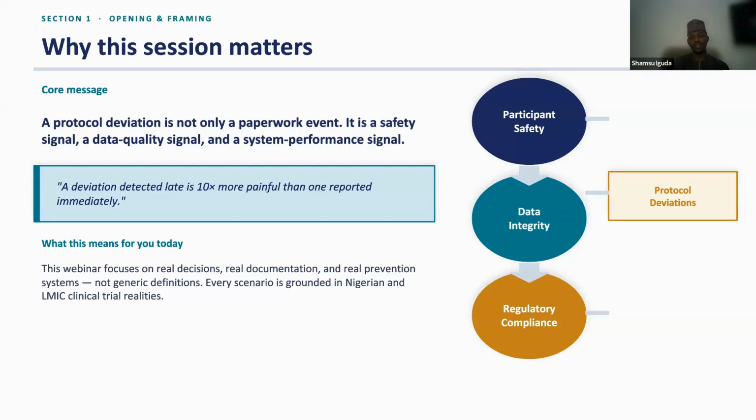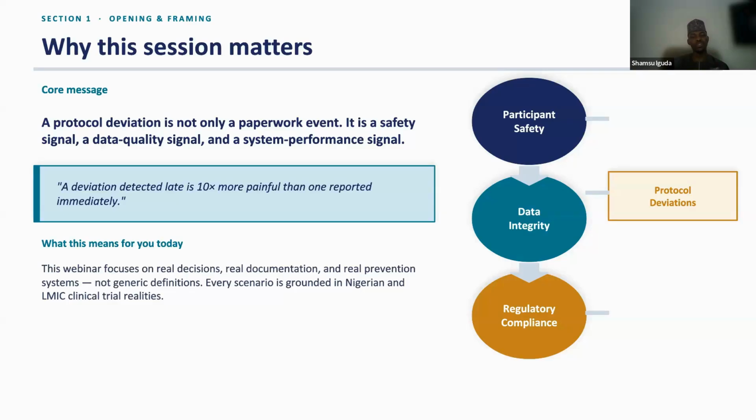And the second thing you have to look at is that it is a data quality signal. It is asking, does this event affect the validity of the data that we are collecting? Can we still use this participant's results? And the third thing is it is a system performance signal, and it is asking, why did this happen? What does this event reveal about how our site processes work or do not work? So a lot has been said about protocol deviation earlier. This diagram on the right of this slide shows that protocol deviations sit at the intersection of three critical domains. That is participant safety, data integrity, regulatory compliance. And none of these domains stands alone.